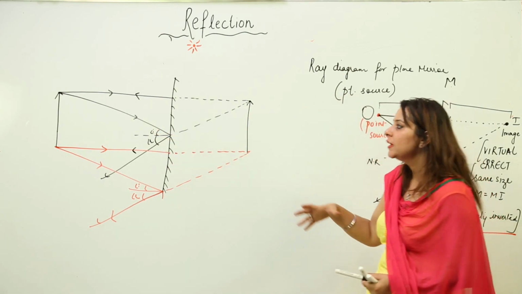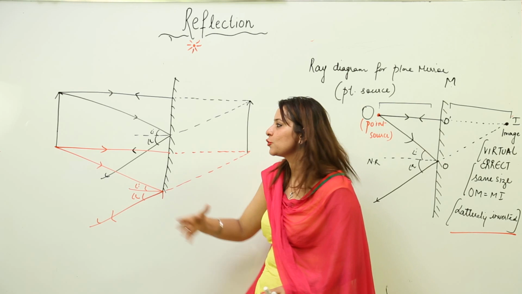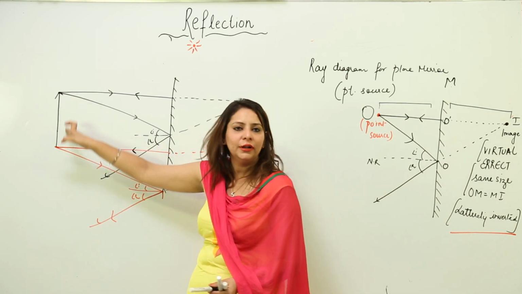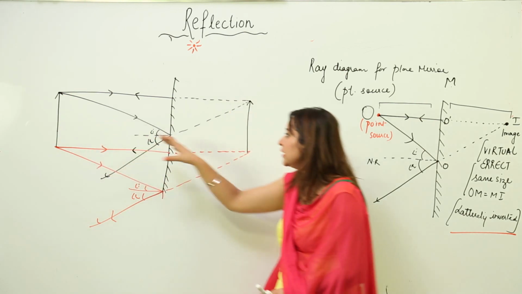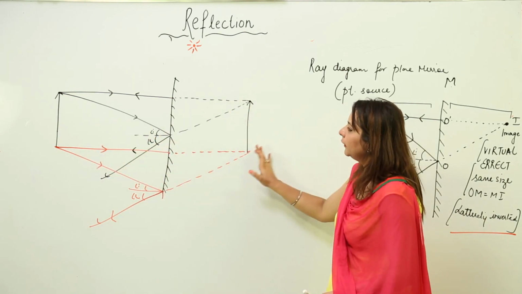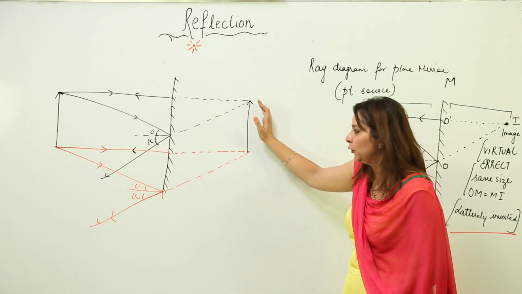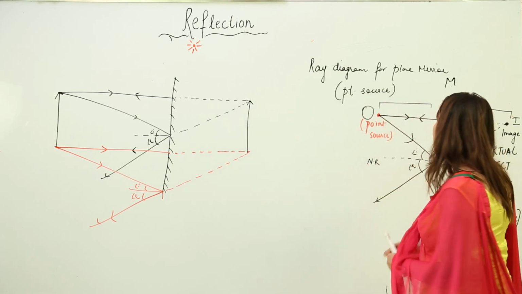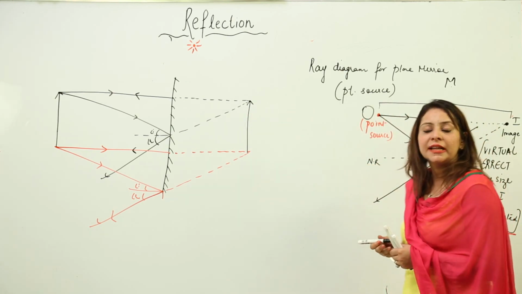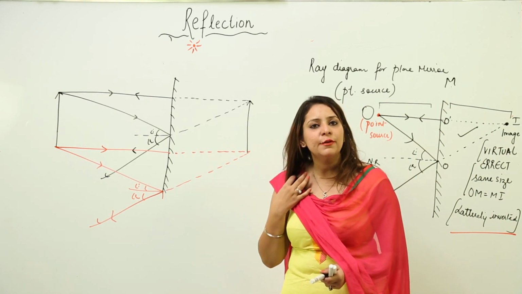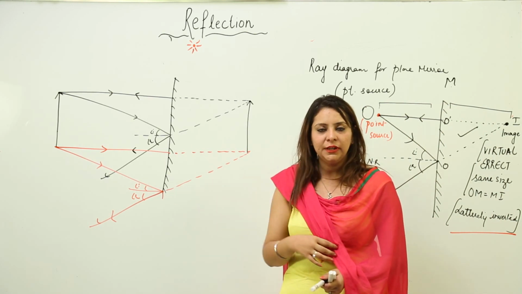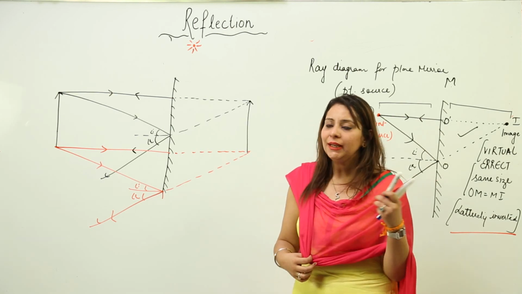I think you got it, because it's not easy to draw the light rays coming from all these points. So what we did was from the upper point and from the lower point. So we got a complete image of our finite object, and the characteristics for this one are the same as we did here. That is, virtual, erect, same size, distance of object from mirror is the same as the distance of the image from the mirror, and it is laterally inverted.